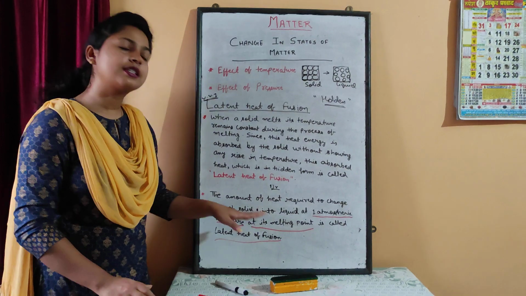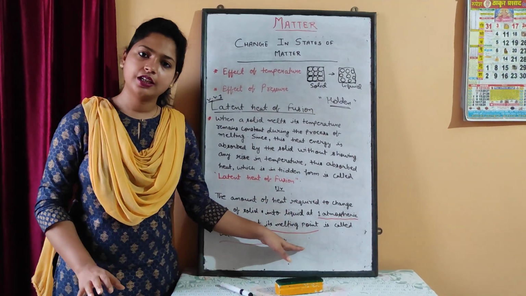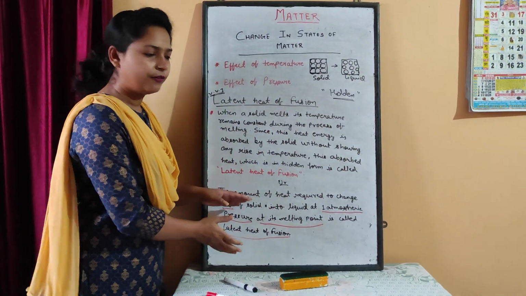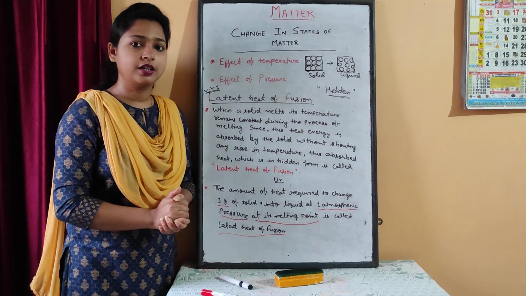Amount of heat required to change 1 gram of solid into liquid at 1 atmospheric pressure at its melting point is called latent heat of fusion, right? So just remember the definition and the explanation, both parts, right?